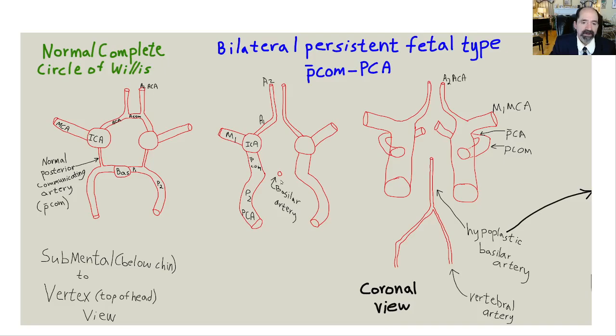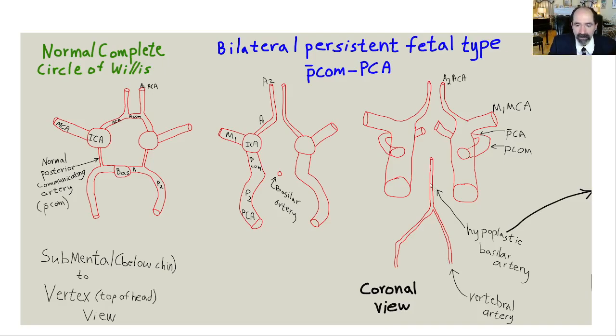And because the basilar artery doesn't need to supply these bilateral posterior cerebral arteries, the basilar artery will often be very small. It's called a hypoplastic basilar artery. And then here we're looking at it on what's called a coronal view. That's a front to back view. And this is the right vertebral artery, the left vertebral artery. So the two vertebral arteries come up to the base of the skull, the foramen magnum, and then they join to make the basilar artery that comes straight up.